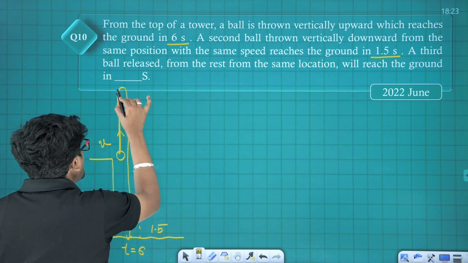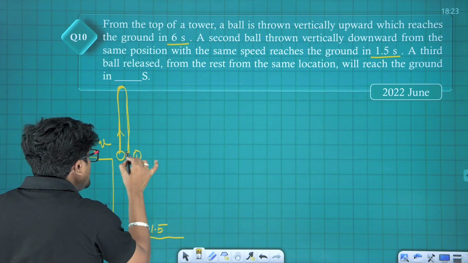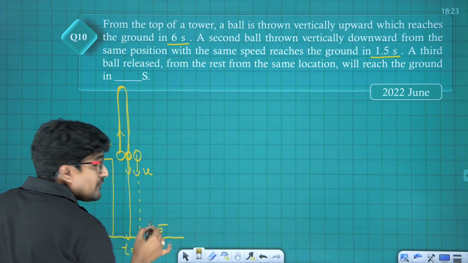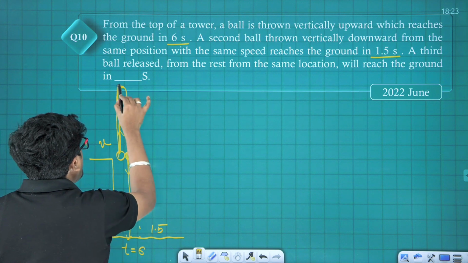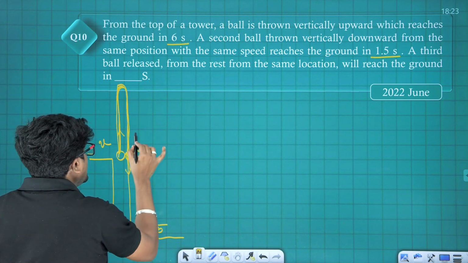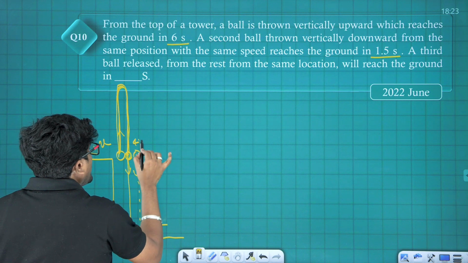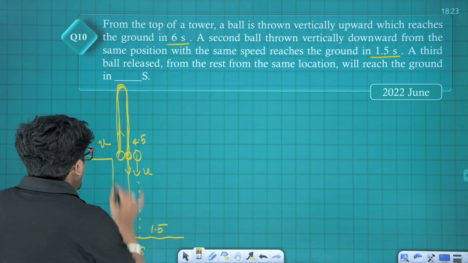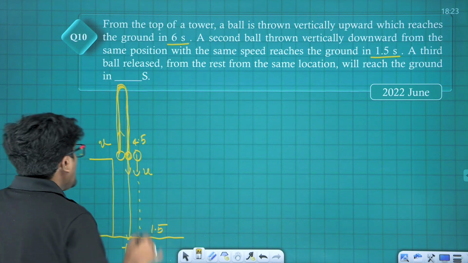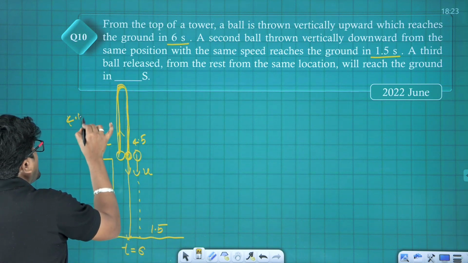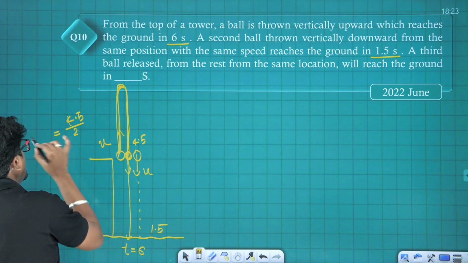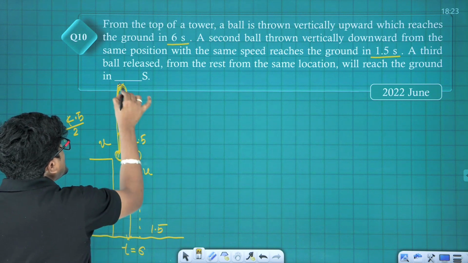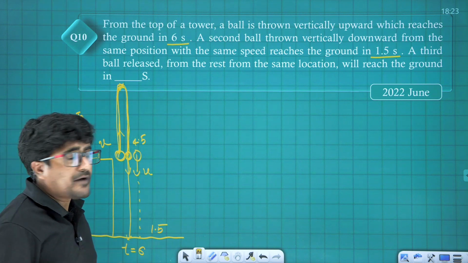So if this is going up with the speed of u, while reaching here, this is also going to have the same speed. Now from here to here it is taking 1.5 seconds. That means for the upward journey plus downward journey until here, it is taking 4.5 seconds. And plus another 1.5 will give the total time duration as 6 seconds. Now the time taken for the upward journey is 4.5 by 2, that is 2.25 seconds. So the time taken by this body to reach the maximum height is 2.25 seconds.